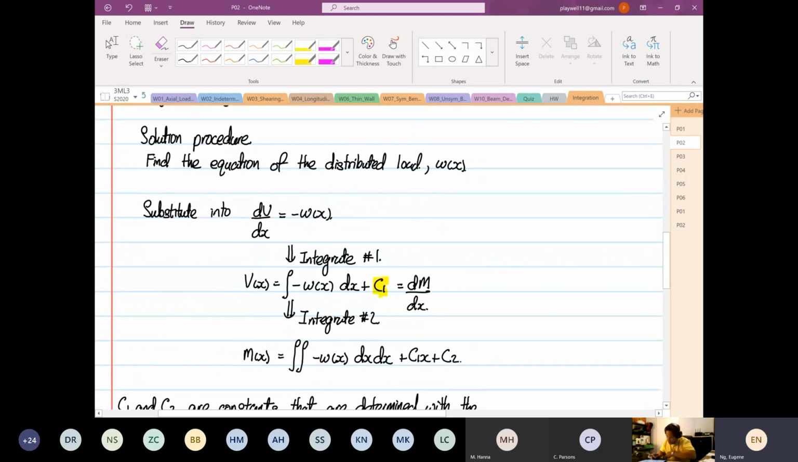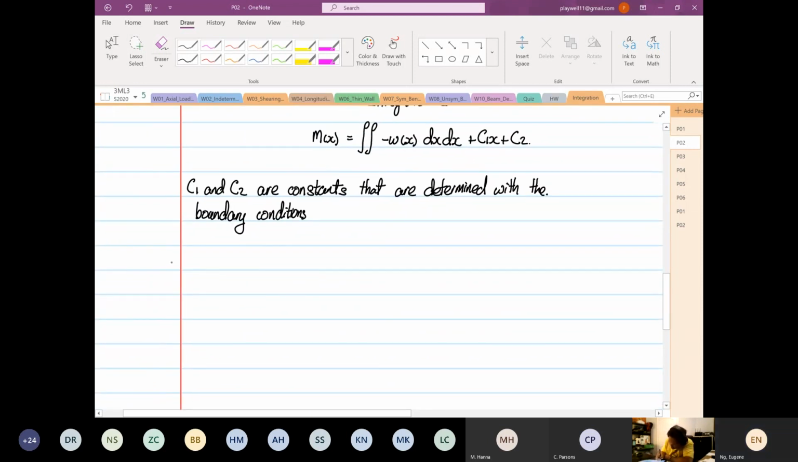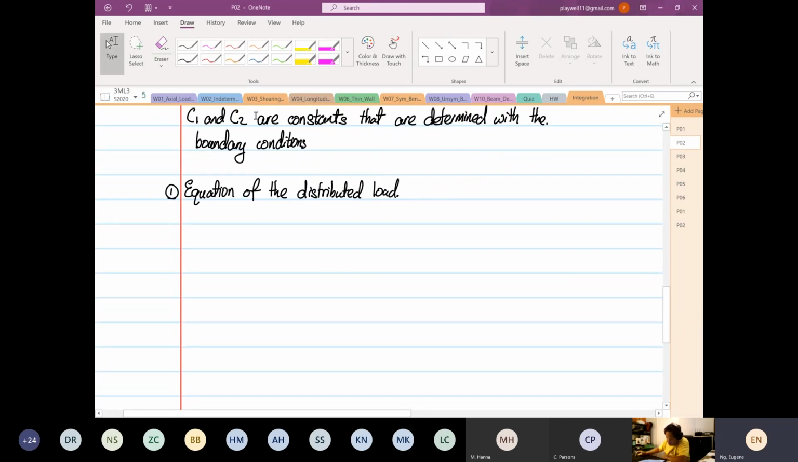So we want to find the equation of the distribution. So number one, we're going to find the equation of the distributed load. Okay, so this is what we're going to find. My axes are different now. I want you to watch this. Now my y-axis is my omega, right? And my x-axis is my x.